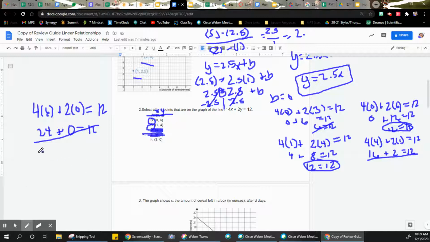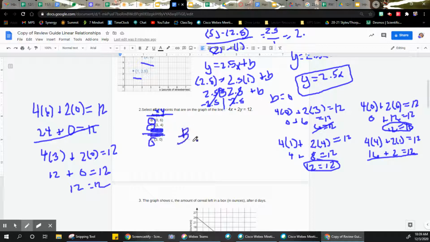So now I'm going to move on to my last one, which is 4 times 3 plus 2 times 0 equals 12. 4 times 3 is 12, plus 2 times 0 is 0. 12 plus 0 is 12. 12 does equal 12, so F is a correct answer as well. So my correct answers here are B, C, and F.